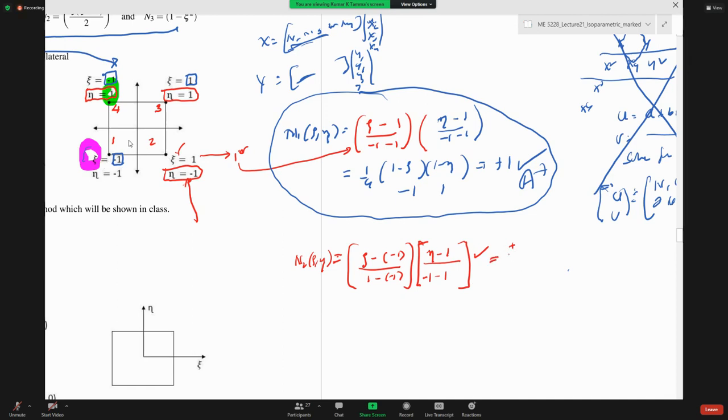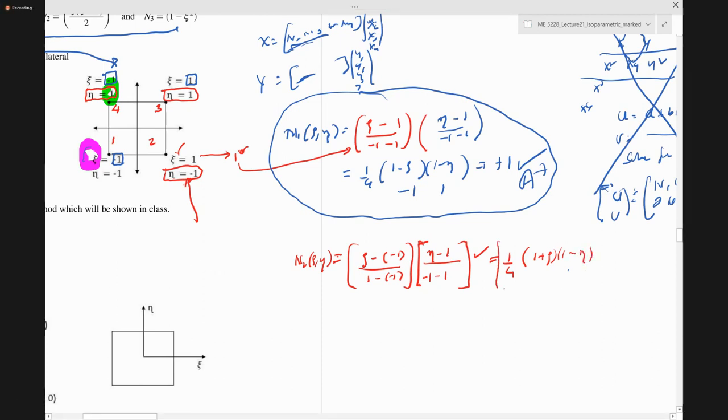So this is equal to 1/4 of 1 plus Kasi into 1 minus Kasi. You agree? One minus eta. You agree? At Kasi equal to +1, it should be 1. I think what you had was correct. Yeah. Correct. Is it okay?